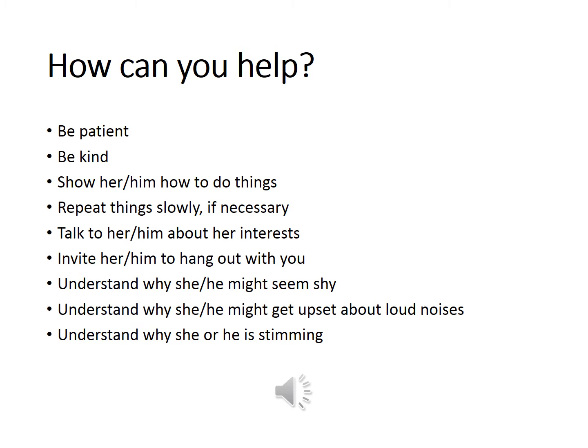So how can you be a friend to someone with autism? You can be patient, be kind, show them how to do things, repeat things slowly, talk to them about their interests, ask questions, invite them to hang out with you, and just be understanding why they might seem a little bit shy or why they might get upset about loud noises or why they're stimming.